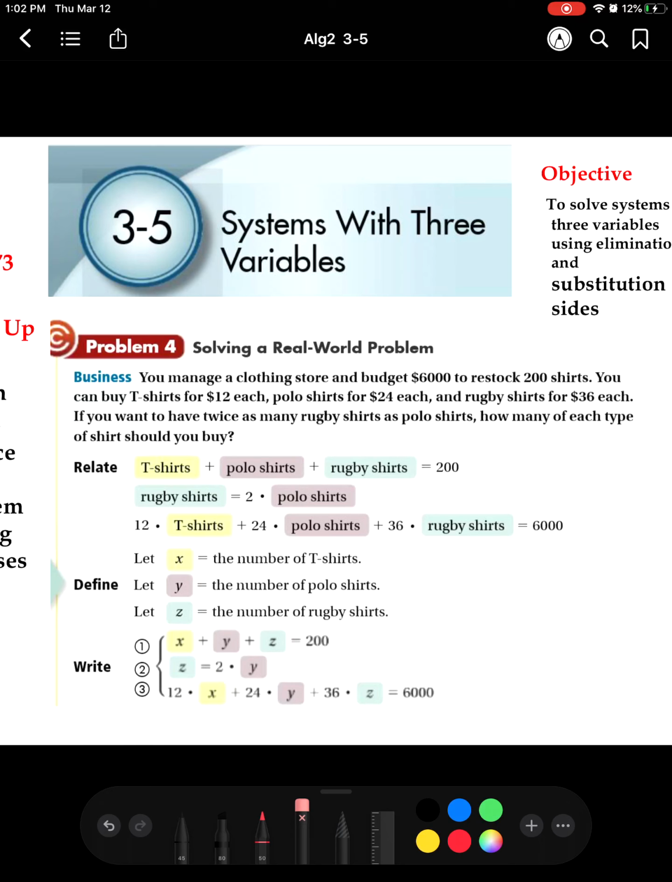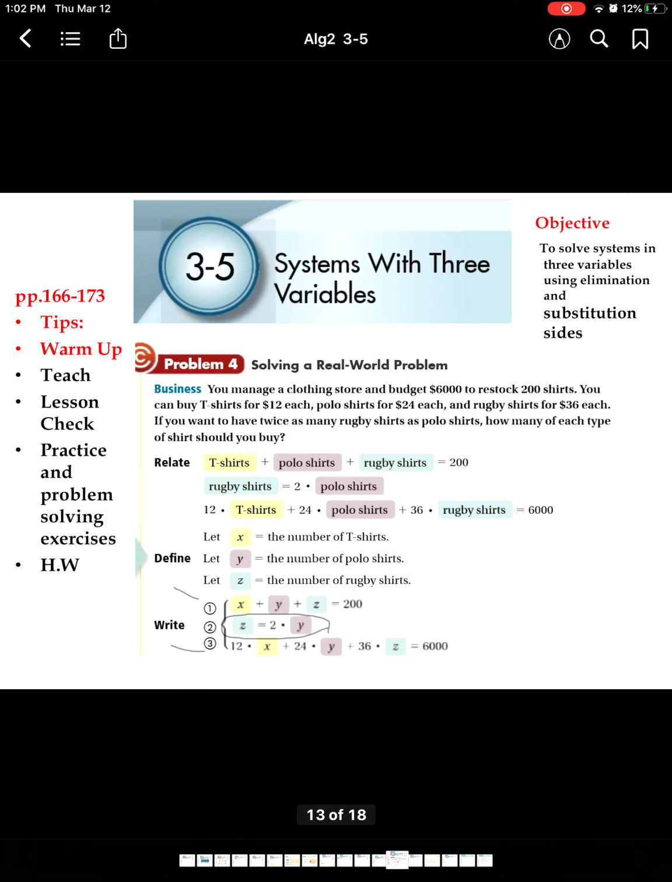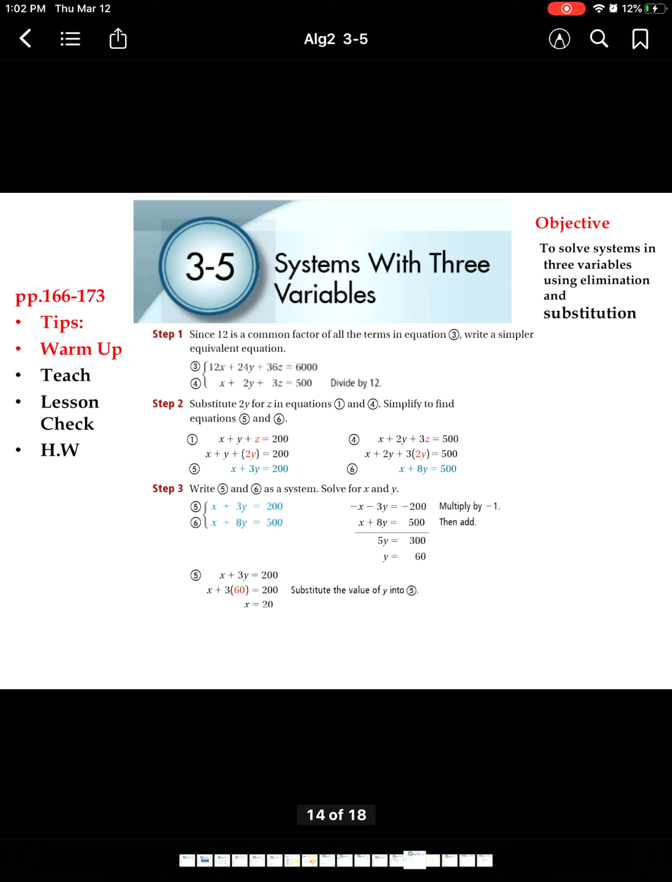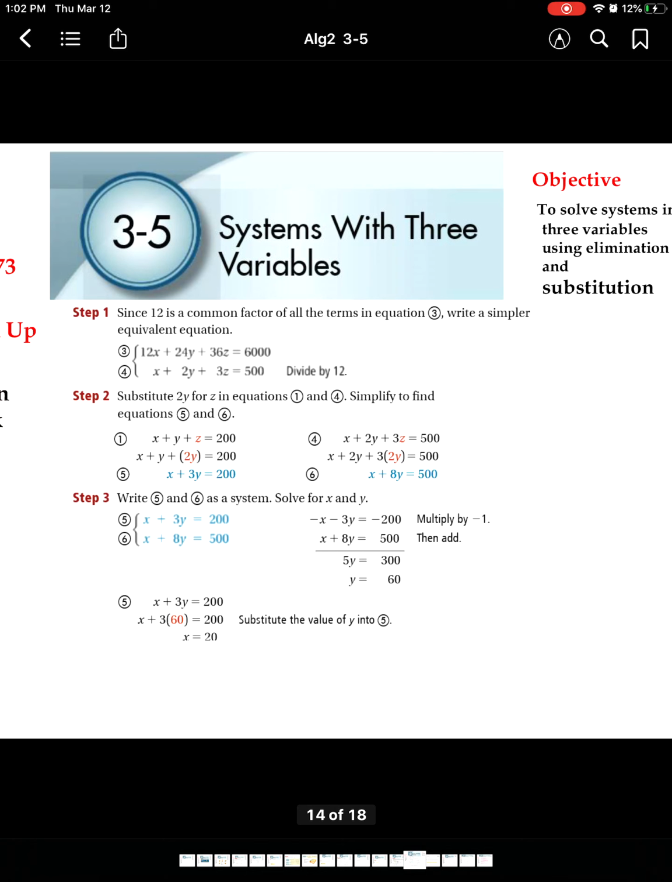Now, if I got a system like this, which is the easier way to solve it? In this system, as we said, I can use elimination or substitution. But in such a question I already have z equals 2y. So I can use equations 1 and 3 to substitute 2y instead of z in both equations. In this step only, I can get a system of 2 variables and solve it easily. Now, here in the book, they said since 12 is a common factor for all of the terms in the equation, write a simpler equivalent equation.